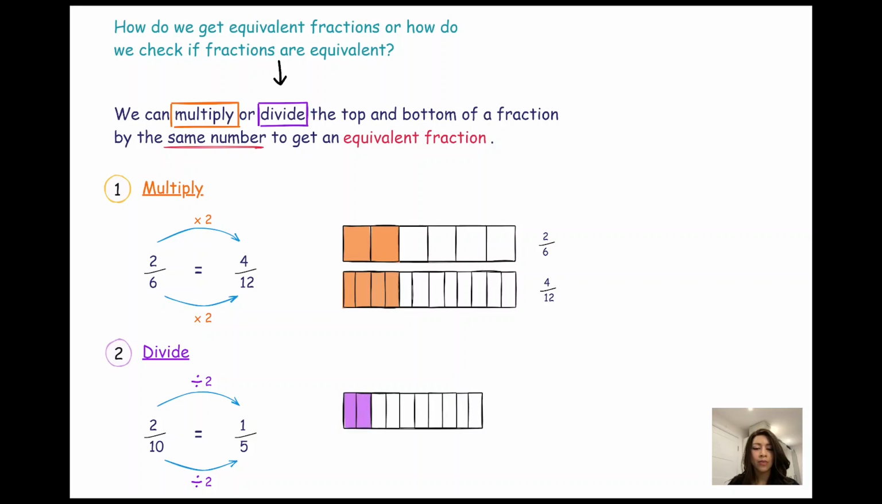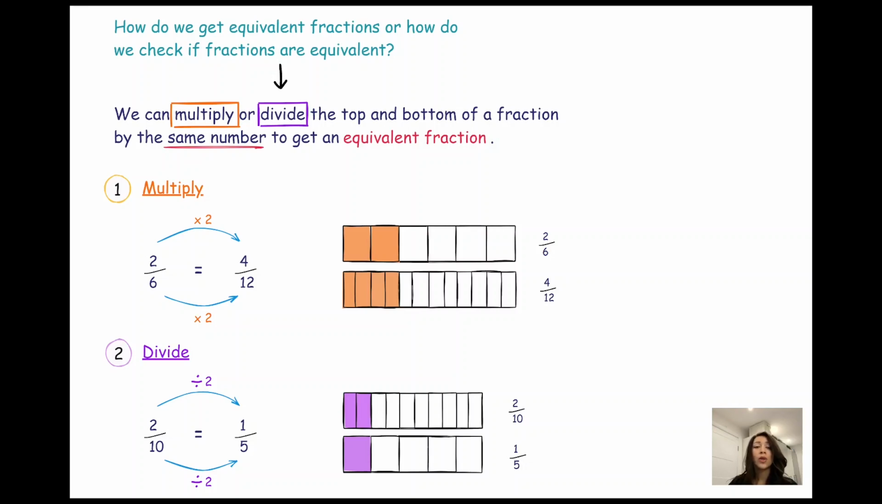Looking at the bars, I have a bar split into 10 equal pieces where the first 2 pieces are shaded. That's 2/10 is shaded. And underneath another bar of the same size, but it's split into 5. And the first piece is shaded. And you can see that 1/5 of that bar is shaded, and that 1/5 is exactly the same size as the 2/10. They are equivalent fractions.